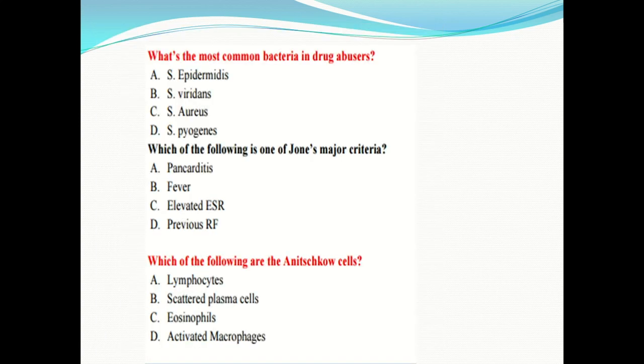What's the most common bacteria already discussed? S. aureus. Which of the following is one of Jones' major criteria? Please remember first of all the five major criteria and see whether it is present in the option or not. Yes, the first one is pancarditis. Fever, elevated ESR, previous history of RF, these all are involved in the minor criteria.